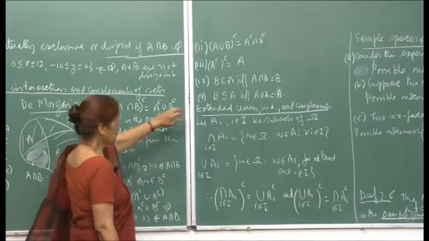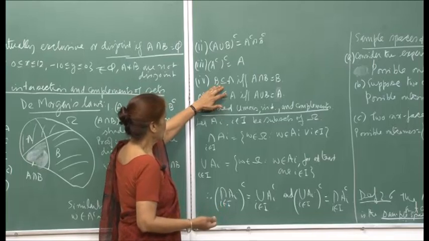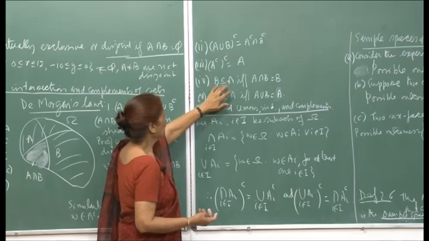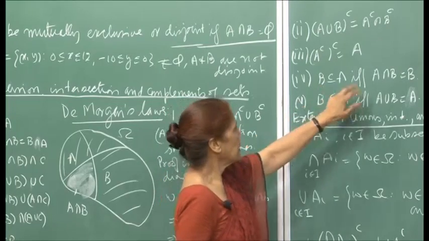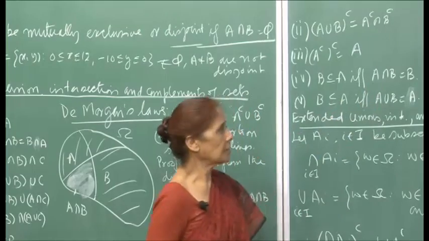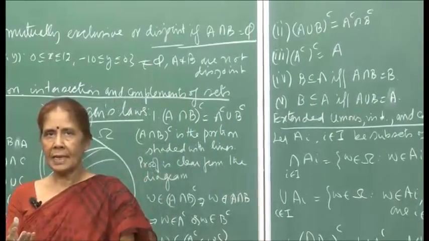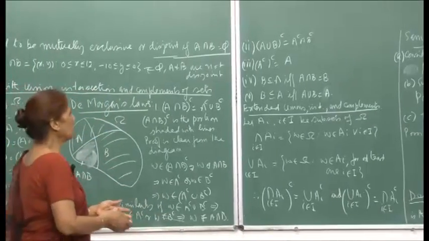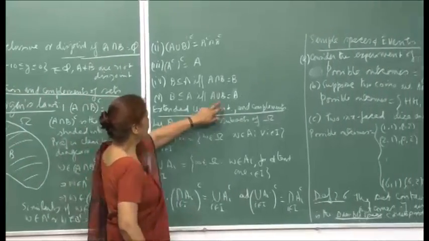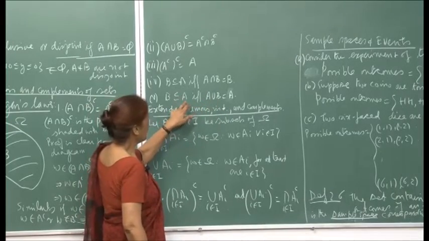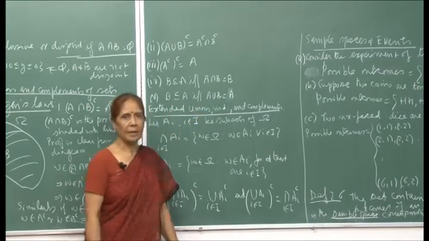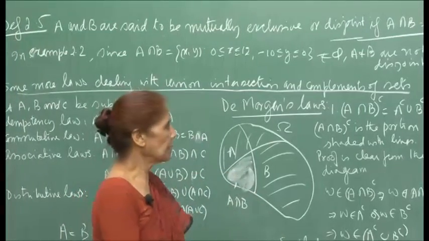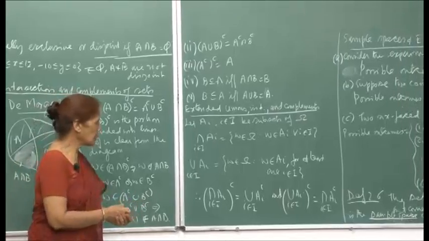And one way to characterize that one set is a subset of another: B is a subset of A if and only if, when you take the intersection, you get the set B, right? If B is a subset of a set A, then when you take the intersection, all the common elements must belong to B. Similarly, you can also characterize it through union: if B is a subset of A, then A union B is equal to A, because B is not adding any new elements to the set A union B, and therefore, A union B remains equal to A, right?